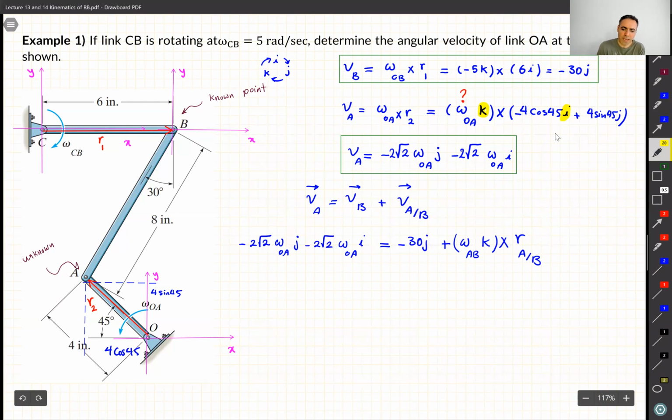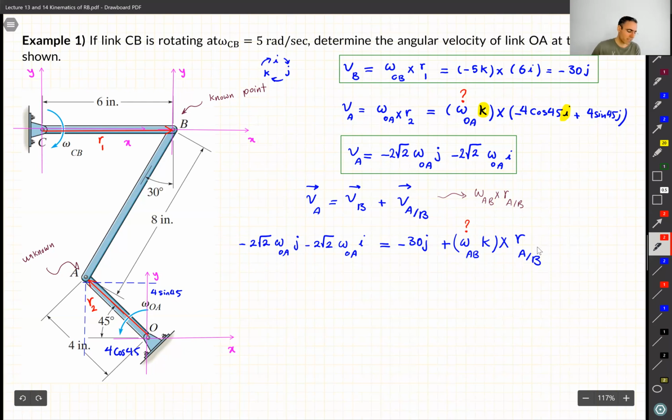I want you guys to again stop here and check to make sure that you understand this. We are substituting VA, that's easy. VB, that's easy. VA with respect to B, it has a formula. We know it is omega AB cross RA with respect to B, right? This is something that we know. What is omega AB? We don't know. What is its direction? Again, we don't know if it's positive or negative, but we know it is K. It is either coming out of the screen or going into the screen.